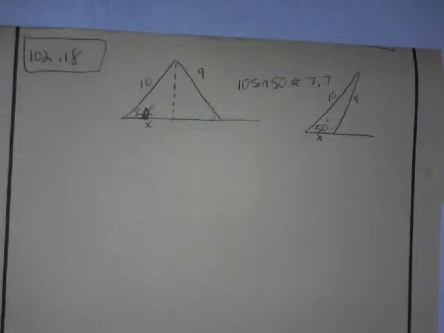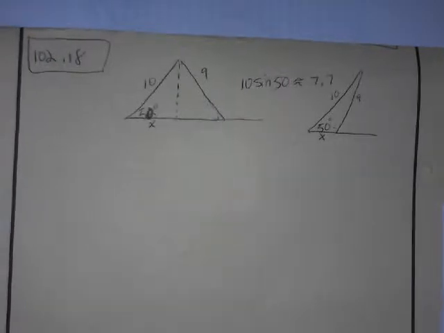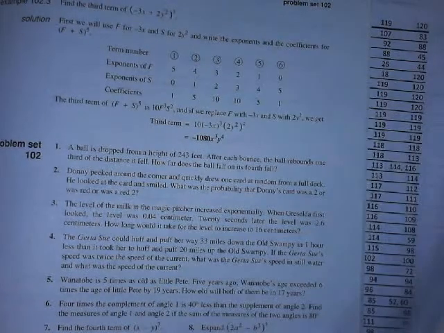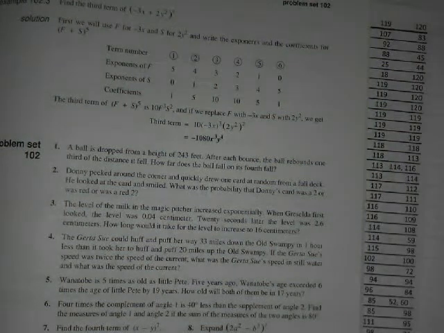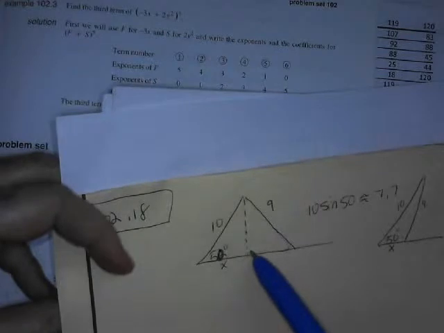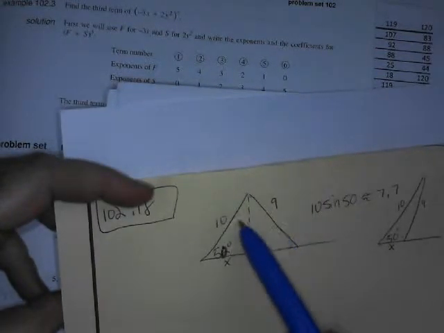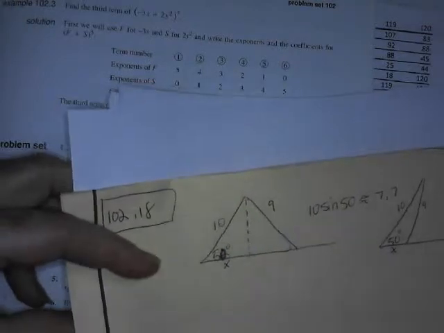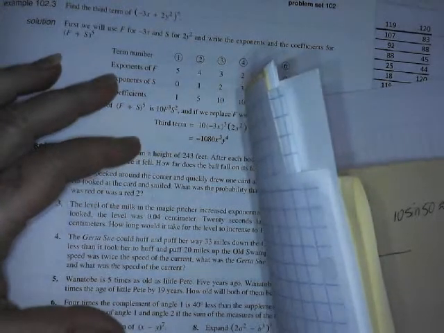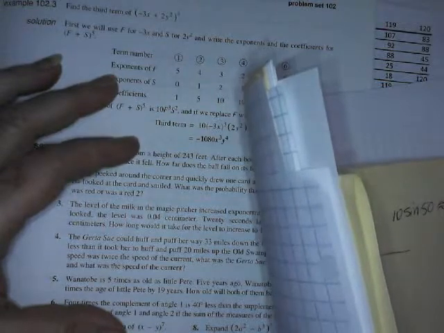Lesson 102, number 18. I started it and then got a little interrupted, so we're going to resume it. It says the triangle has a 50 degree angle, so I wrote that there. The adjacent side is 10 and the opposite side is 9. Draw the triangle or triangles described and find the lengths of the sides.